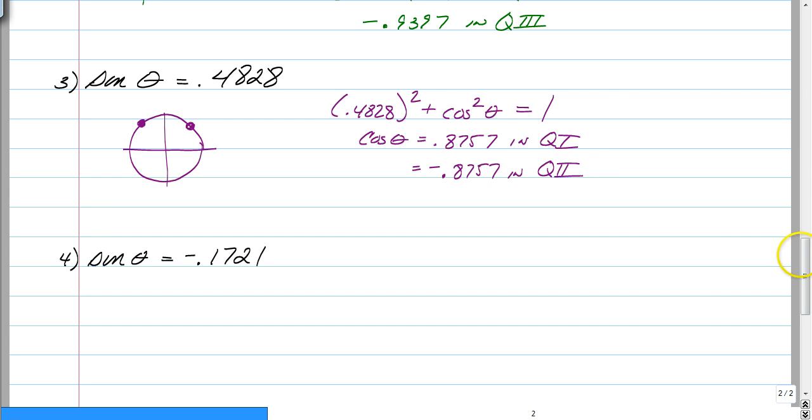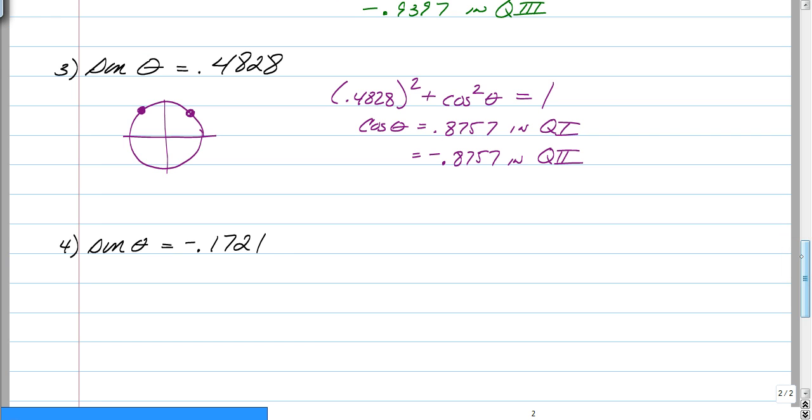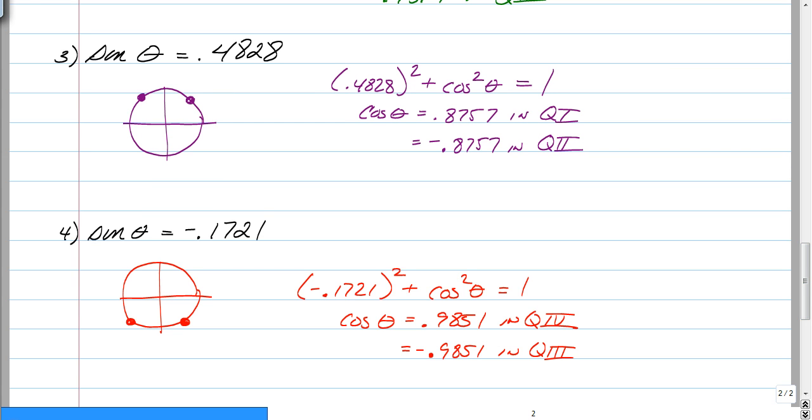So the last example is yours to try. See if you can handle the sine of theta is equal to a negative 0.1721. Give it a try. So in this one, sine was negative from the get-go, so you had to start with sine in quadrant 3 and 4. Use the Pythagorean identity to find out that the cosine of theta is equal to 0.985. So it's positive in quadrant 4 because that's where x is positive, and x is negative in quadrant 3. And that's it. You are now completed with the Pythagorean identity and coordinate trig.